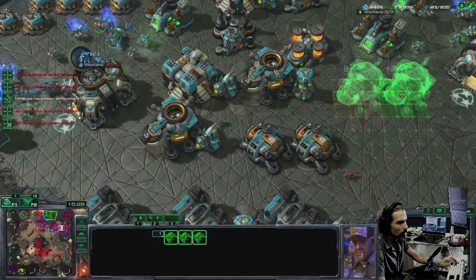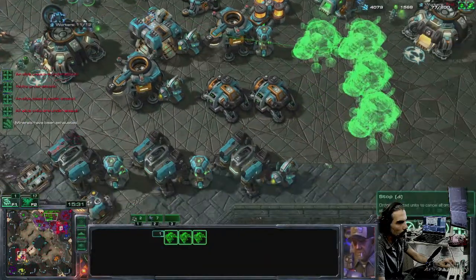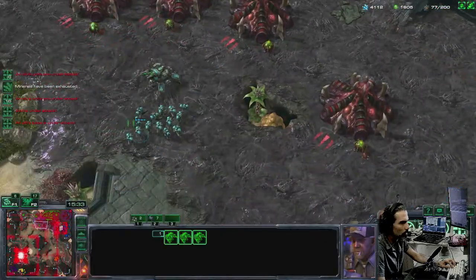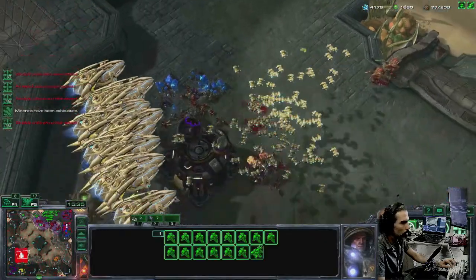What's going on? Our allies' base captured. Mineral field. Our allies are being attacked.